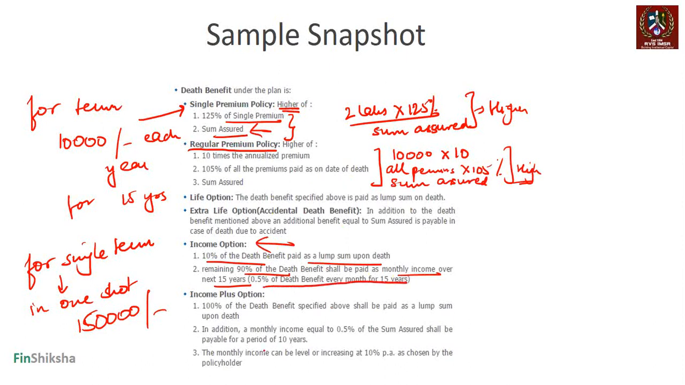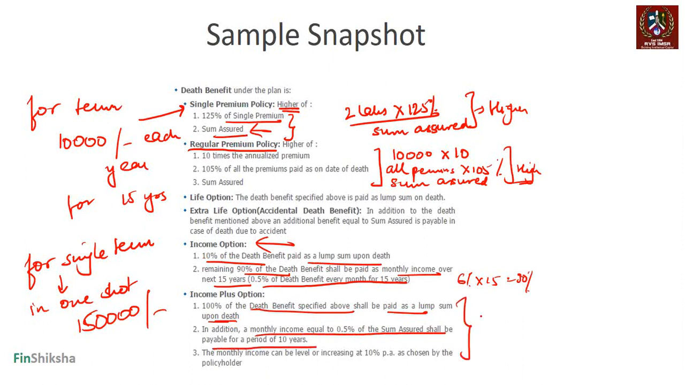0.5% of the death benefit every month for 15 years. So 0.5% per month for a year will give you 6%, and 6% into 15 will give you 90%. That's what is being paid. Income plus option: 100% of the death benefit specified shall be paid as lump sum. In addition, right? So 100% of the death benefit is paid, and then a monthly income equal to 0.5% shall be payable for a period of 10 years.